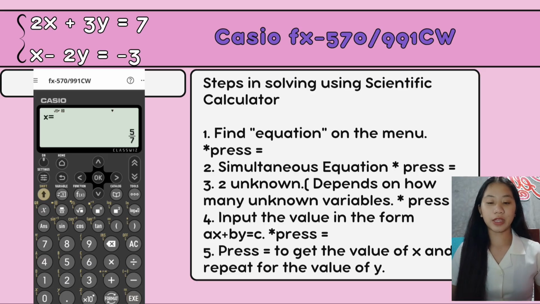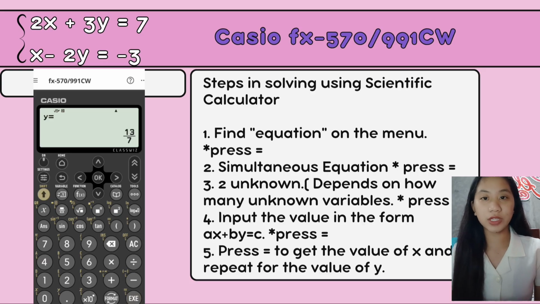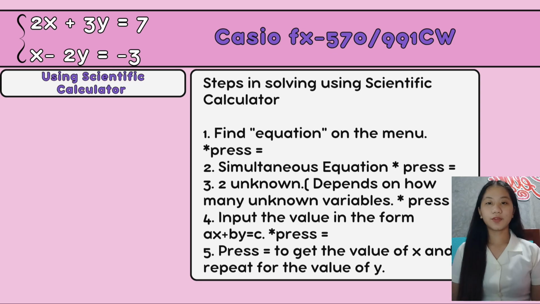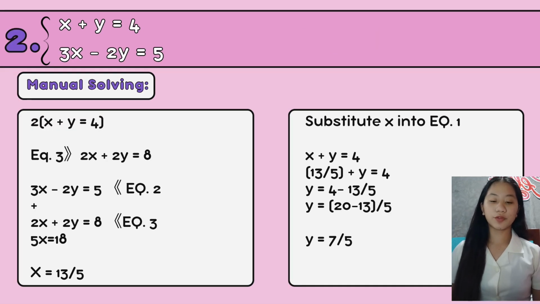Therefore, we have the value of x, which is 5 over 7, and again equal, the value of y, which is 13 over 7. So as we can see, we got the same value. So next, press home. And for our next example, for two variables again, we have x plus y equals 4, and 3x minus 2y equals 5.